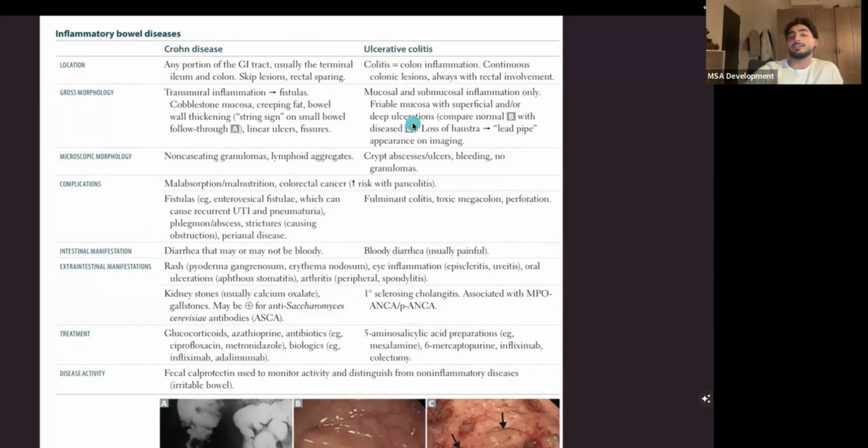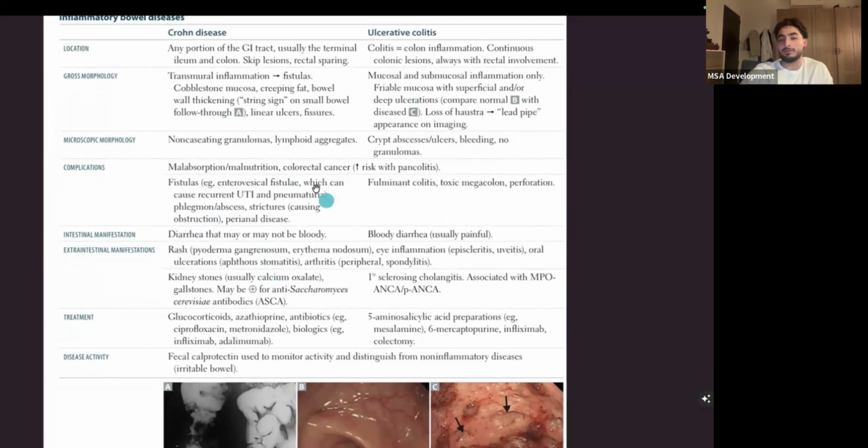Okay, now intestinal manifestations. Since ulcerative colitis is always going to involve the rectum, it's more likely to have bloody diarrhea, and it's usually extremely painful. Whereas with Crohn's disease, you may have diarrhea and you may not, and it may be bloody or it may not. You have sort of the same extraintestinal manifestations in both inflammatory bowel diseases.